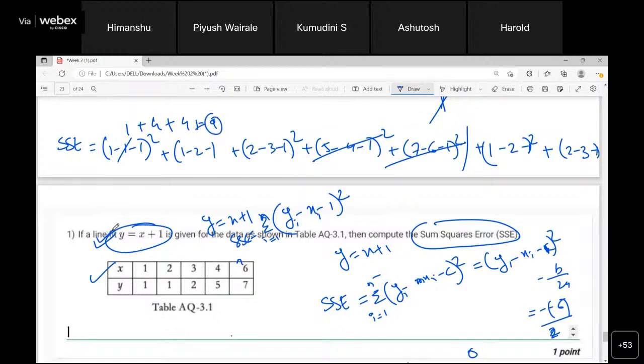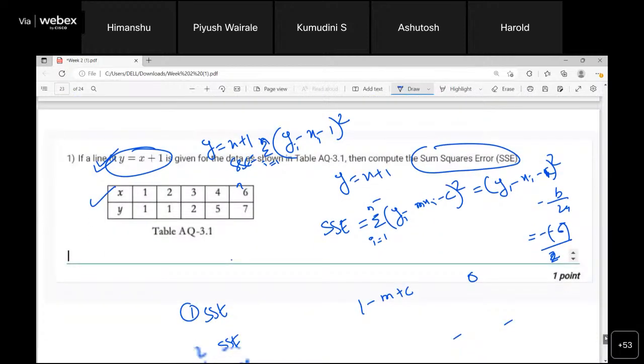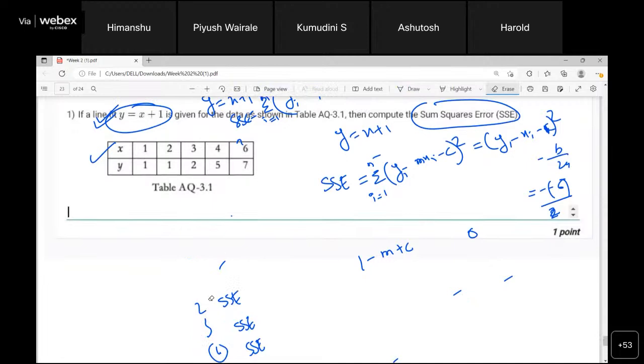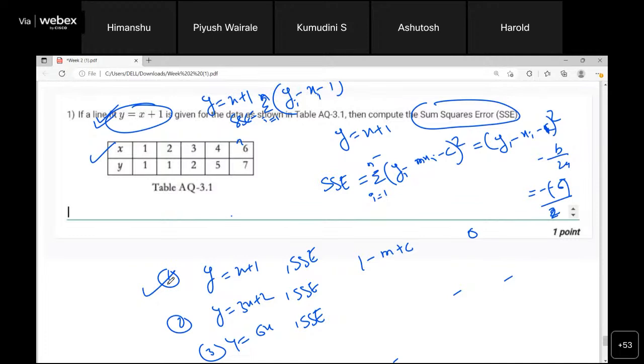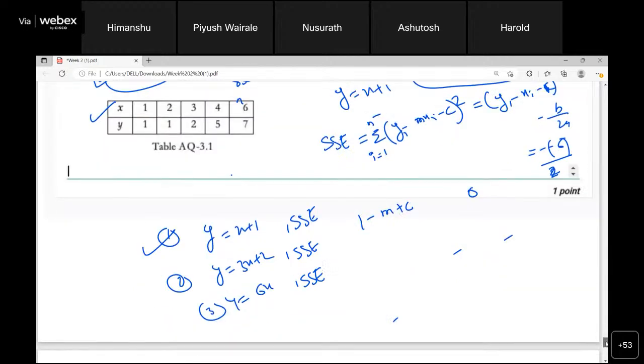Now this is only one equation given. What if we are given 4 equations like this? The same table is given to you and you are given 4 equations. Say the first one is y equals x plus 1, second one is y equals 3x plus 2, third one is y equals 6x. Then in all the cases, you have to find out the SSE, and whichever one has the minimum value, that line will be the best fit line for these points. This is the concept of a straight line fit, a simple thing.